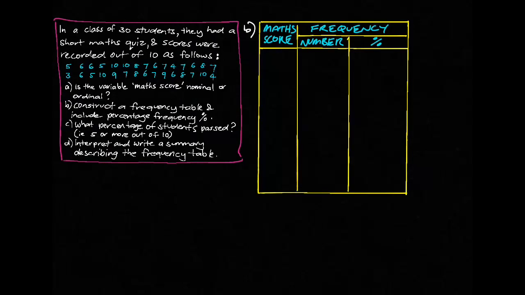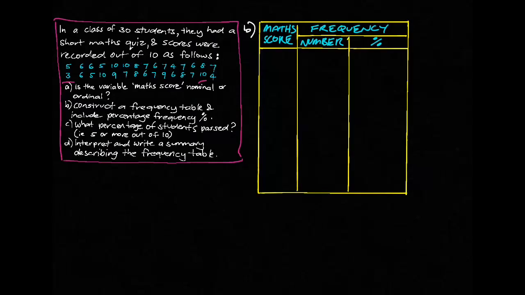Okay, so part B says construct a frequency table and include percentage frequency. So this time we've got quite a range of numbers. Let's just have a quick look at the numbers, what the minimum is. So we've got 3 is the minimum maths score and 10 is the highest because there's only 10 questions.